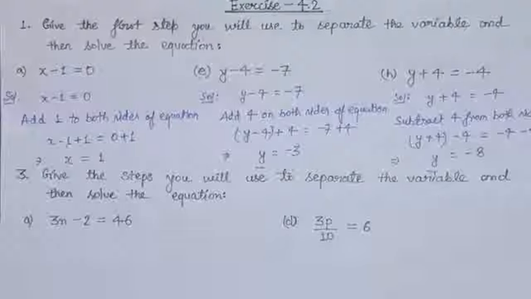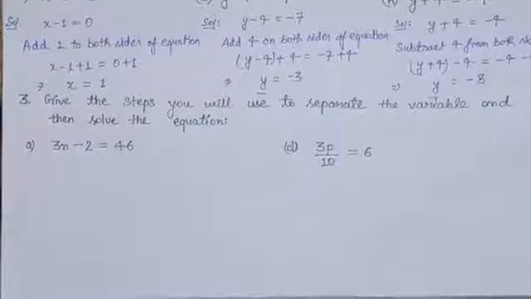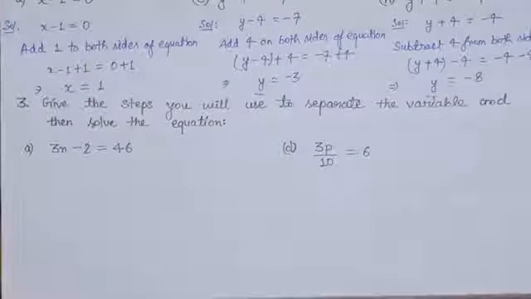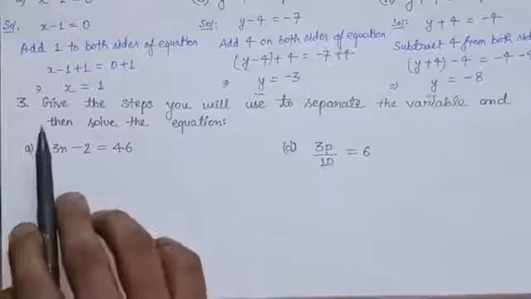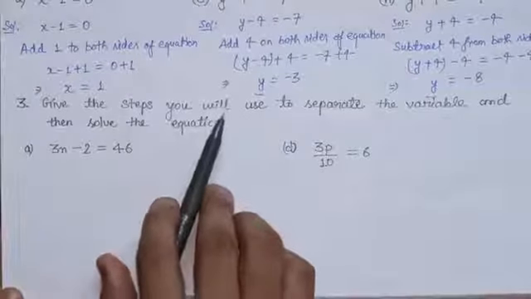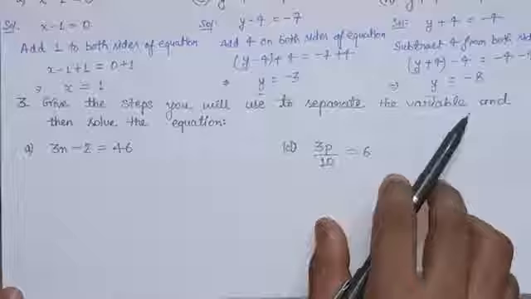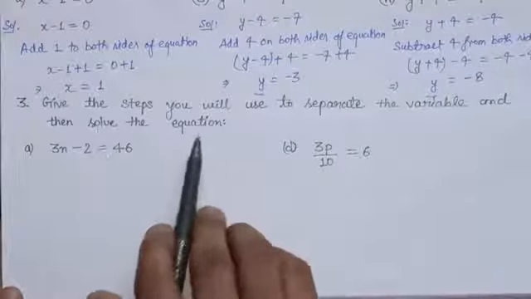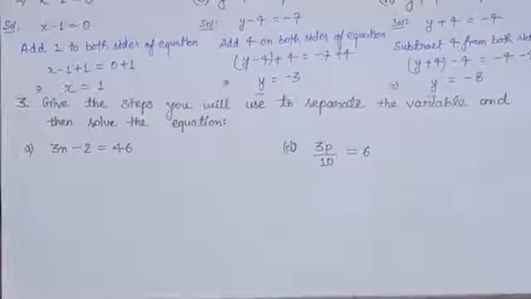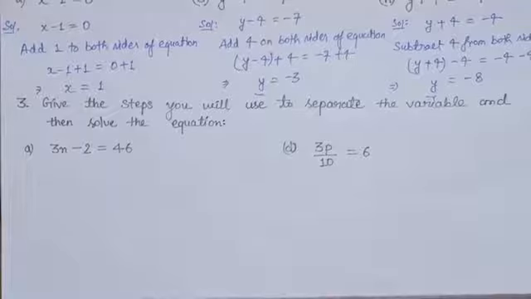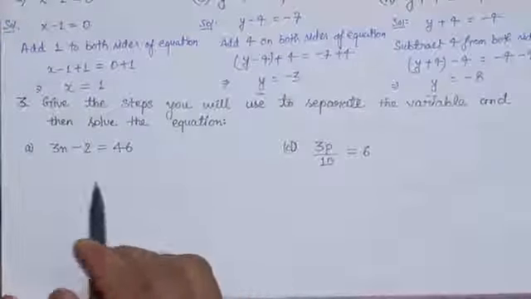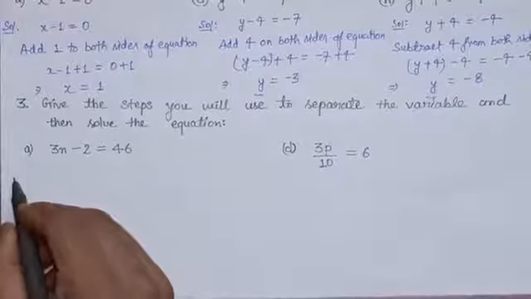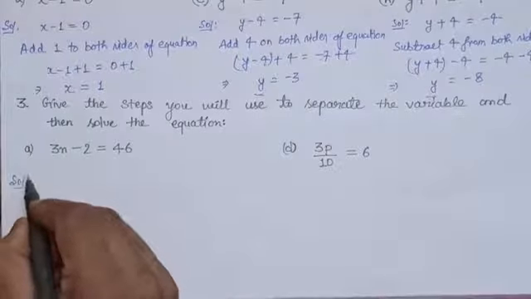Let us see the second question. Here you can see that we have been given: give the steps you will use to separate the variable and then solve the equation. So first we have to give the steps that we follow in order to find the solution, and after that we have to solve that equation. So let us see the solution of each of these parts one by one.